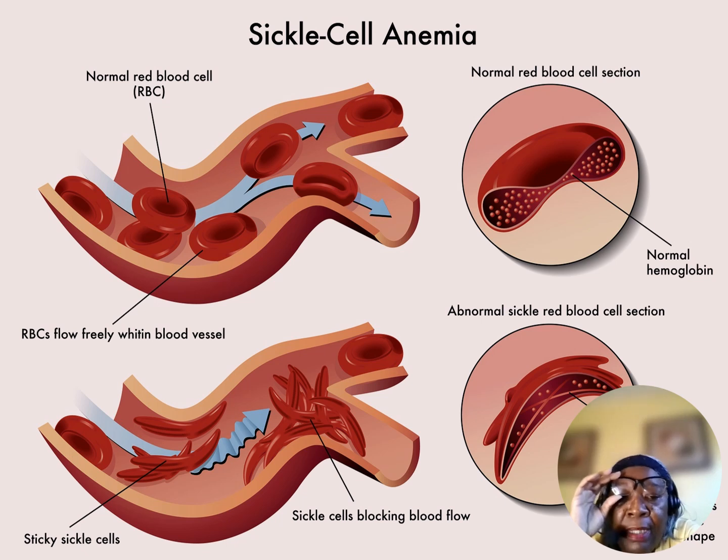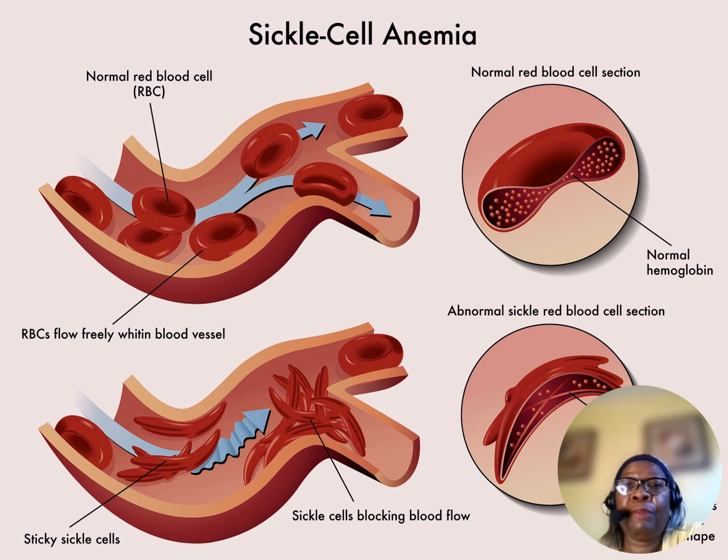Okay. Now let's look at the bottom row. Now you got sickle cell going on here. These cells are blocking the expressway. They're flowing and they're running into each other and getting stuck. And if you look at the cross section of the sickled cell versus the normal red blood cell, you'll see way less hemoglobin in there, right? Way less hemoglobin. Okay. So this is what's causing the problem.